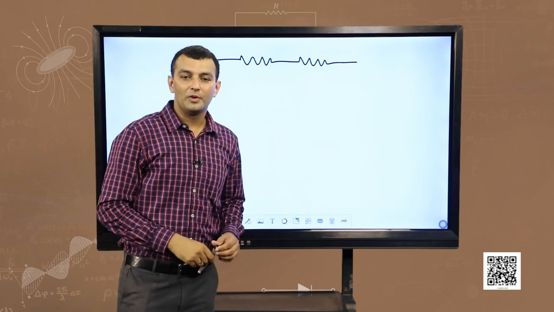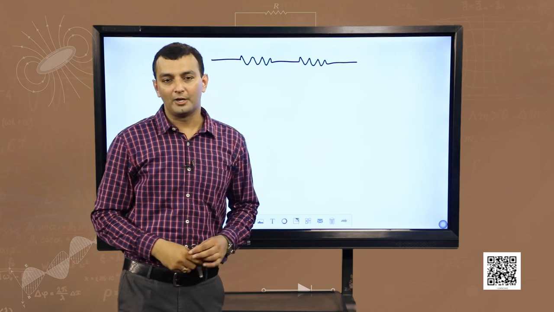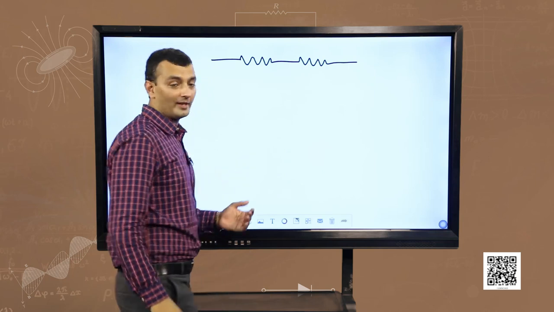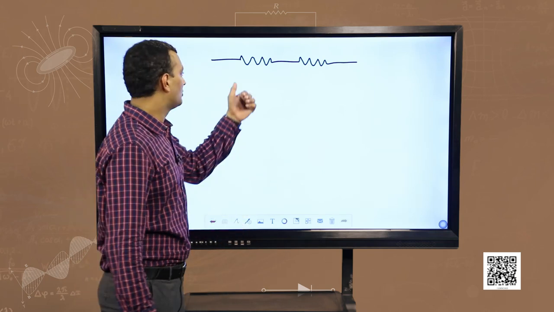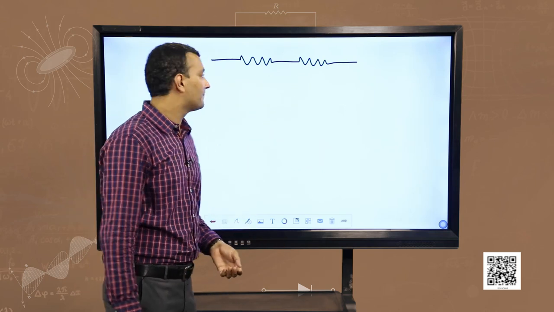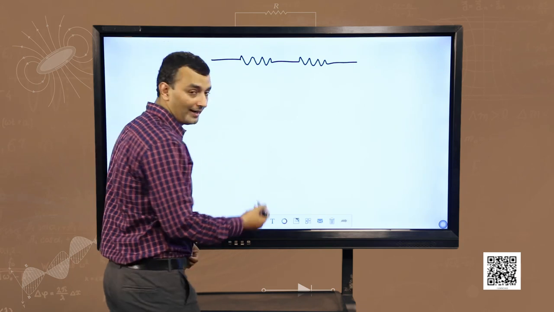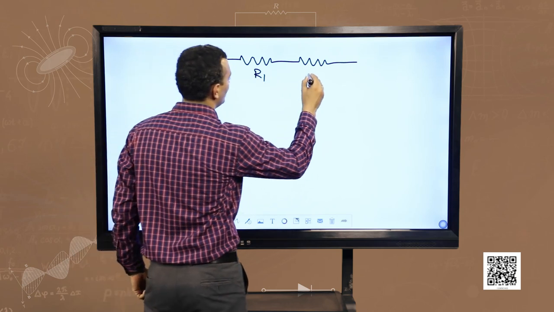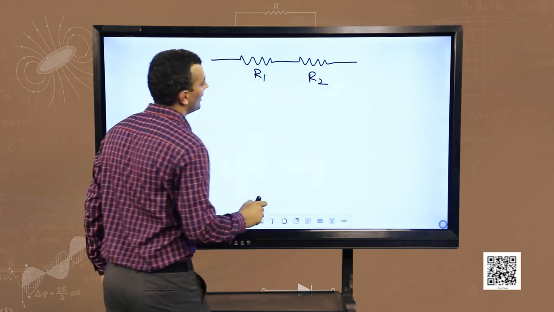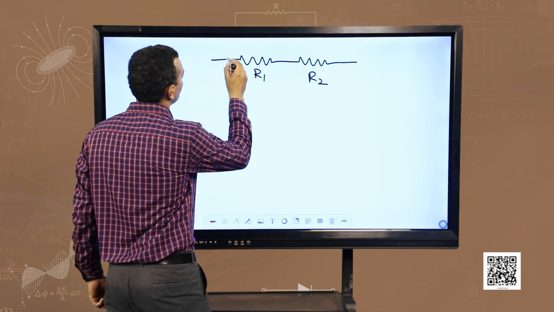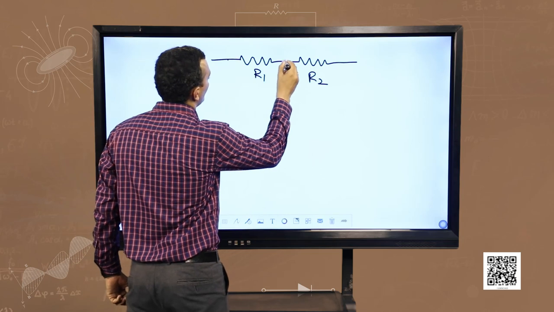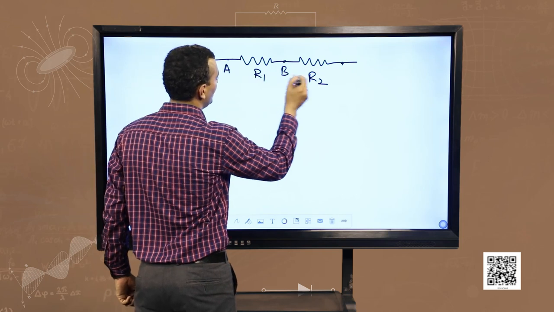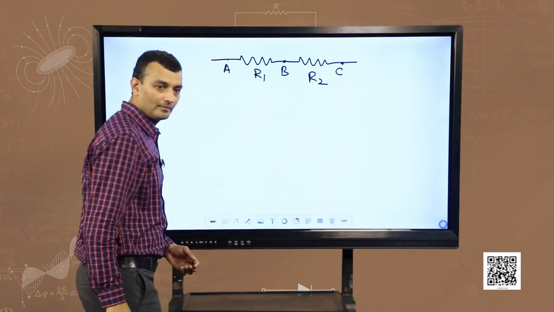The charge which leaves R1 must be entering R2. Since the current is measured as the rate of flow of charge, both the conductors will be carrying the same charge and hence the same current. Let us name the first resistor as R1, the second as R2. Let these points be A, B and C.